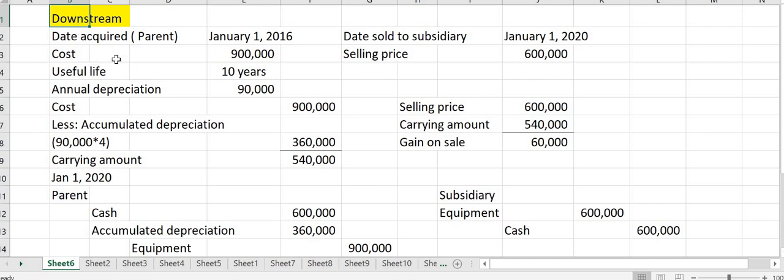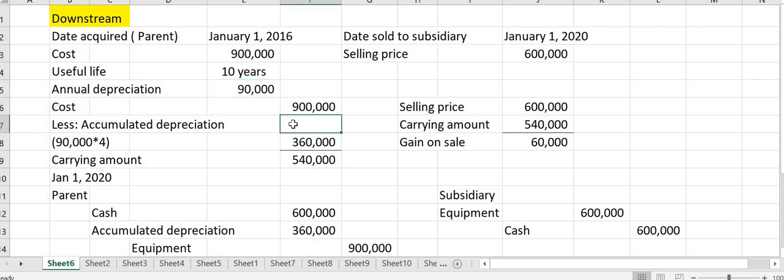So we have here the parent acquired equipment on January 1, 2016. The cost is 900,000. The useful life is 10 years. Therefore, the parent recorded annual depreciation of 90,000. On January 1, 2020, or 4 years after the parent had acquired the property, the parent sold the equipment to its subsidiary for 600,000.